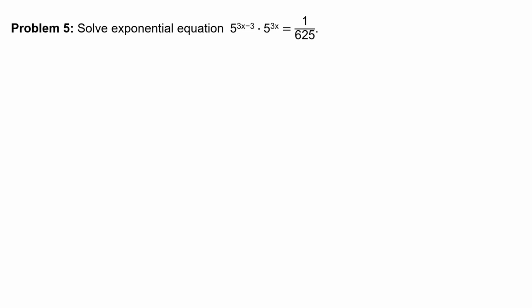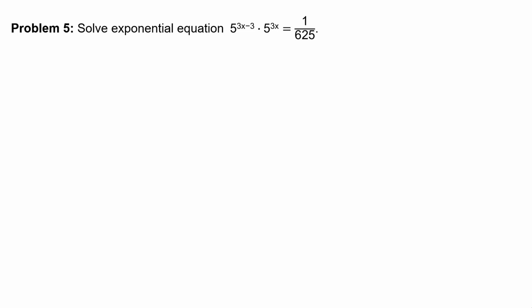All right, so now for the second part of our lesson, we're going to be solving equations. So not just simplifying expressions, but actually solving for x. So problem 5 asks you to solve an exponential equation of 5 raised to quantity 3x minus 3 times 5 raised to 3x equals 1 divided by 625.